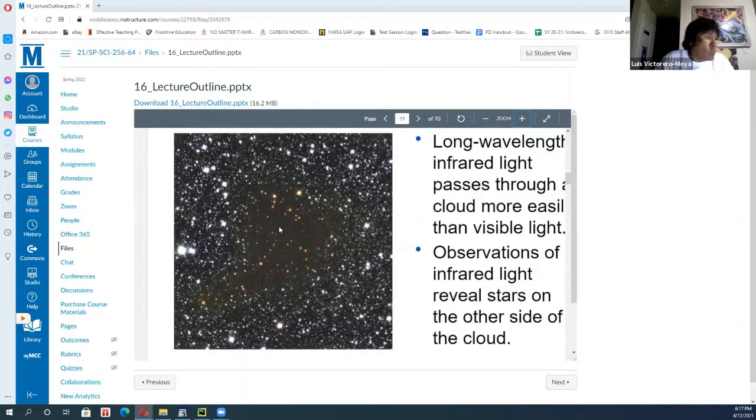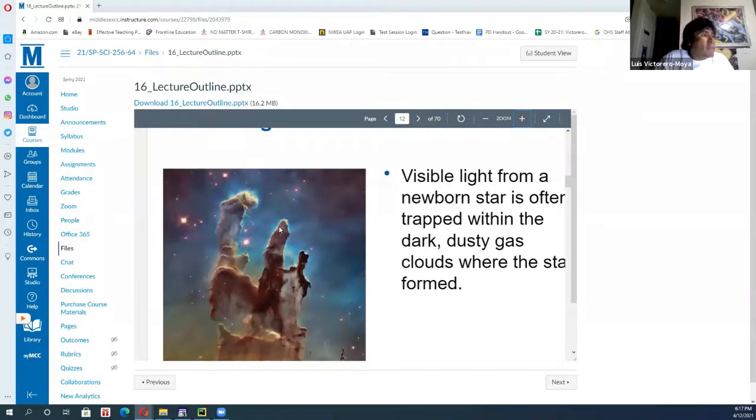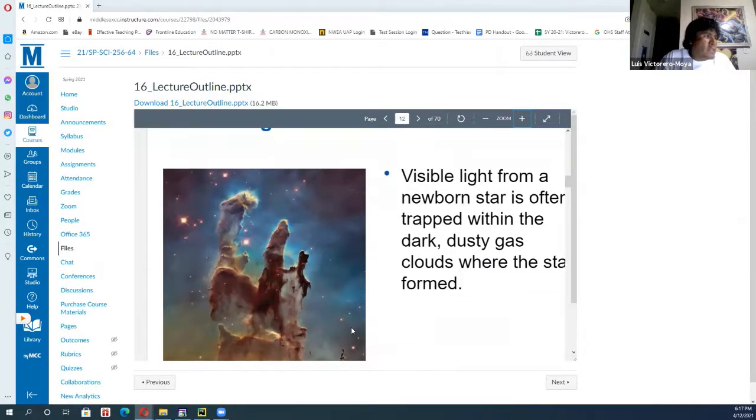That is the introduction. That's what we need to know. All right. These are the Pillars of Creation, and you can tell why they call them that, right? This was a picture from the Hubble, actually, when it was launched in the 90s, in 1993.